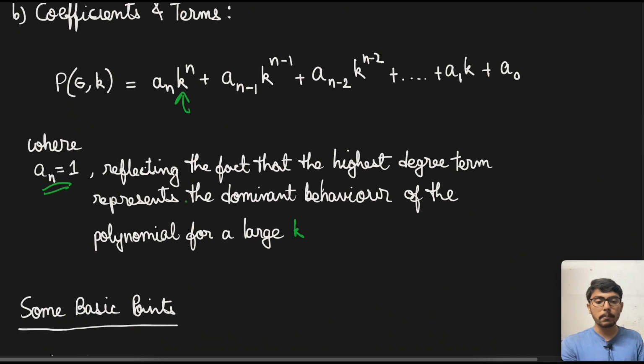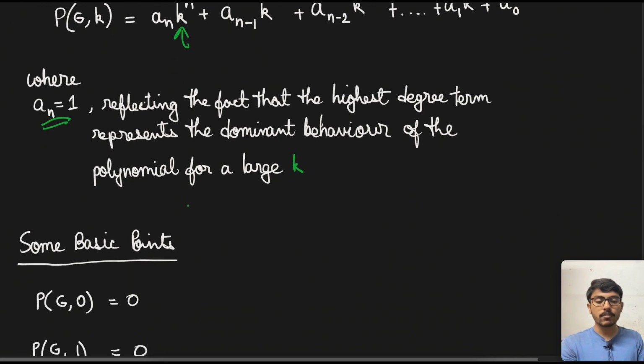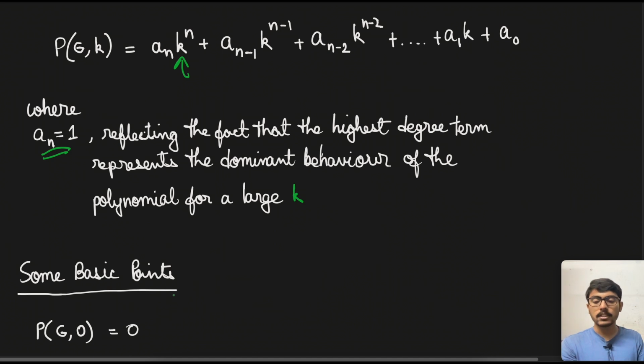Then we come to some basic points regarding chromatic polynomials. First of all is P(G, 0). This means a graph in which we are given 0 colors to choose from. So in that case there are basically 0 possible ways to color the graph.